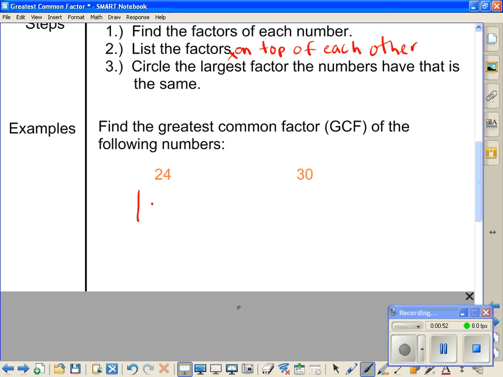So I know 1 times 24 will give me 24. I also know that 2 goes into 24 because it's an even number. So 2 goes into 24 12 times. Let's see. Because 4 plus 2 is 6, and 3 can go into 6, I know that 3 goes into 24 8 times.